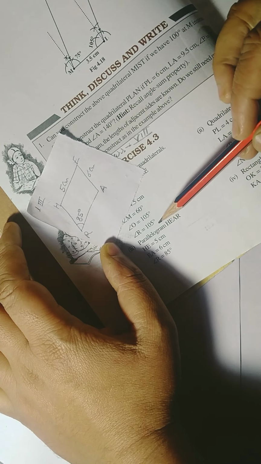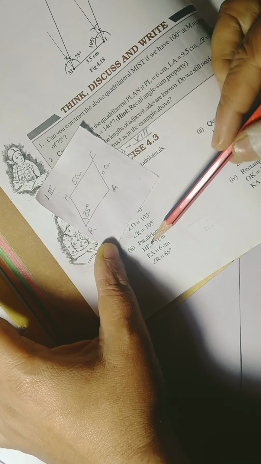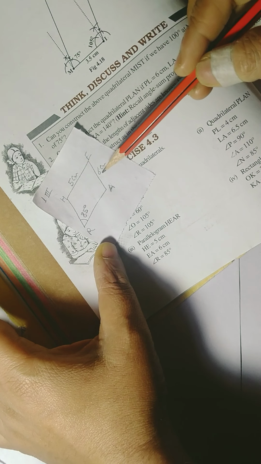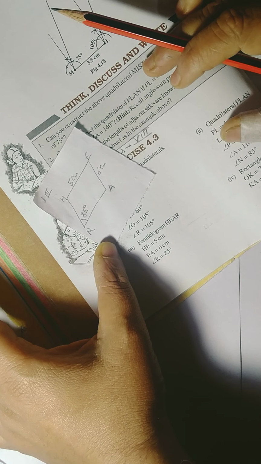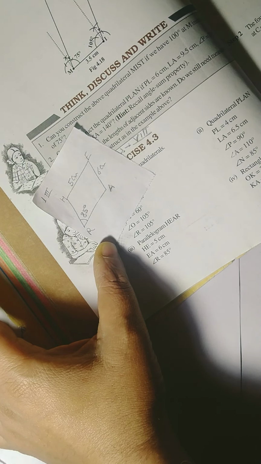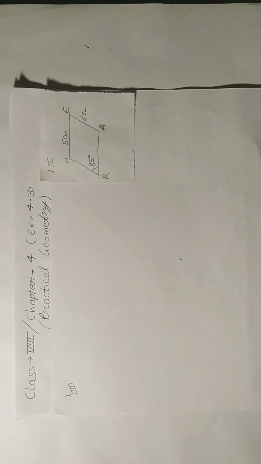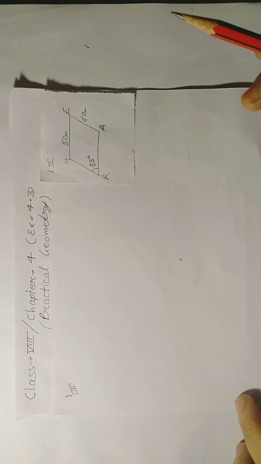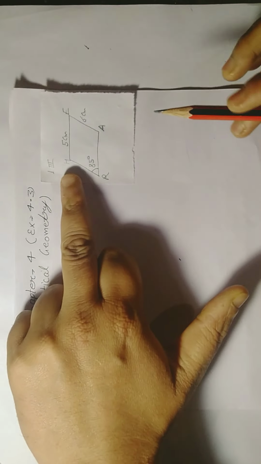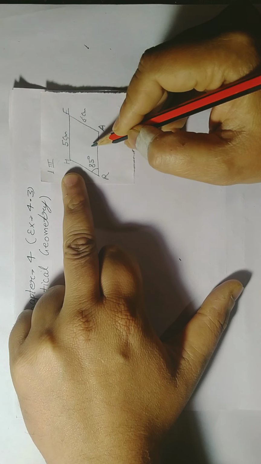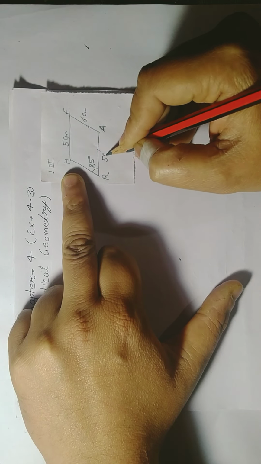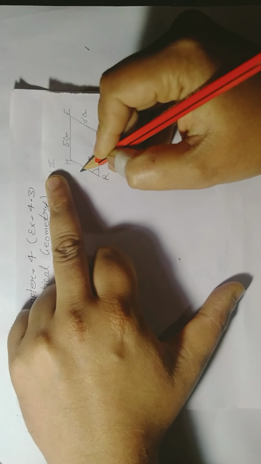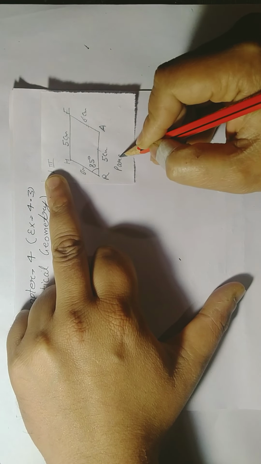HEAR is the required parallelogram in which HE is 5 centimeter, EA is 6 centimeter, and the angle is 85 degree. Then with the help of the rough figure we have to construct parallelogram HEAR. And we know that in a parallelogram opposite sides are equal. So we can say that RA is also 5 centimeter and HR is also 6 centimeter because it is a parallelogram.